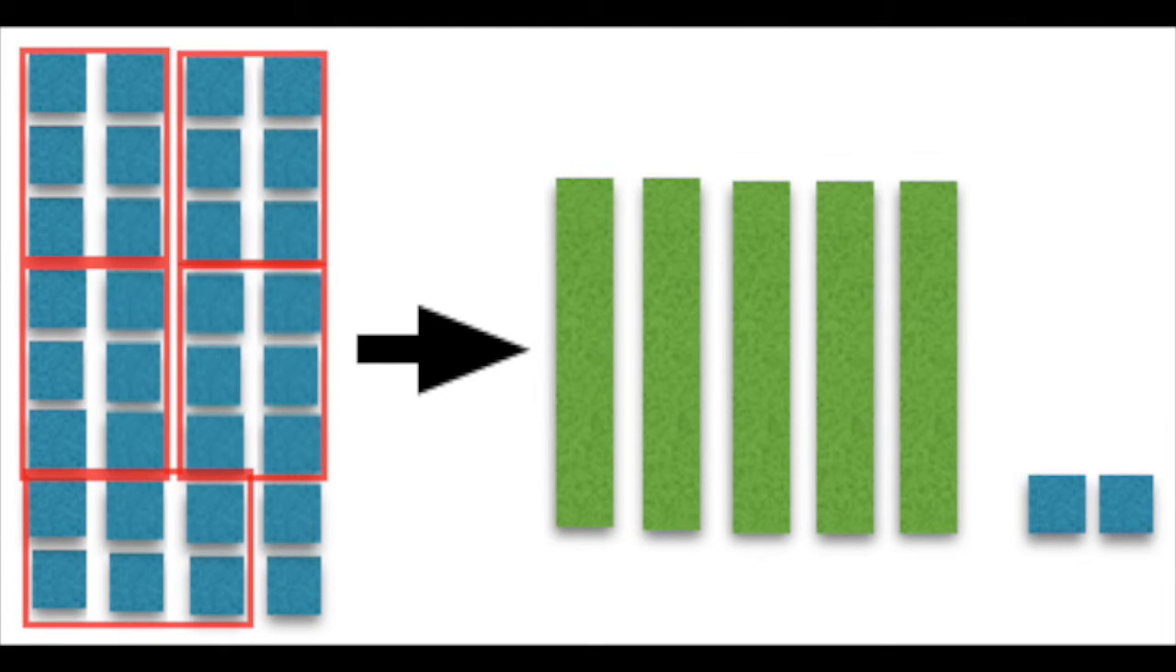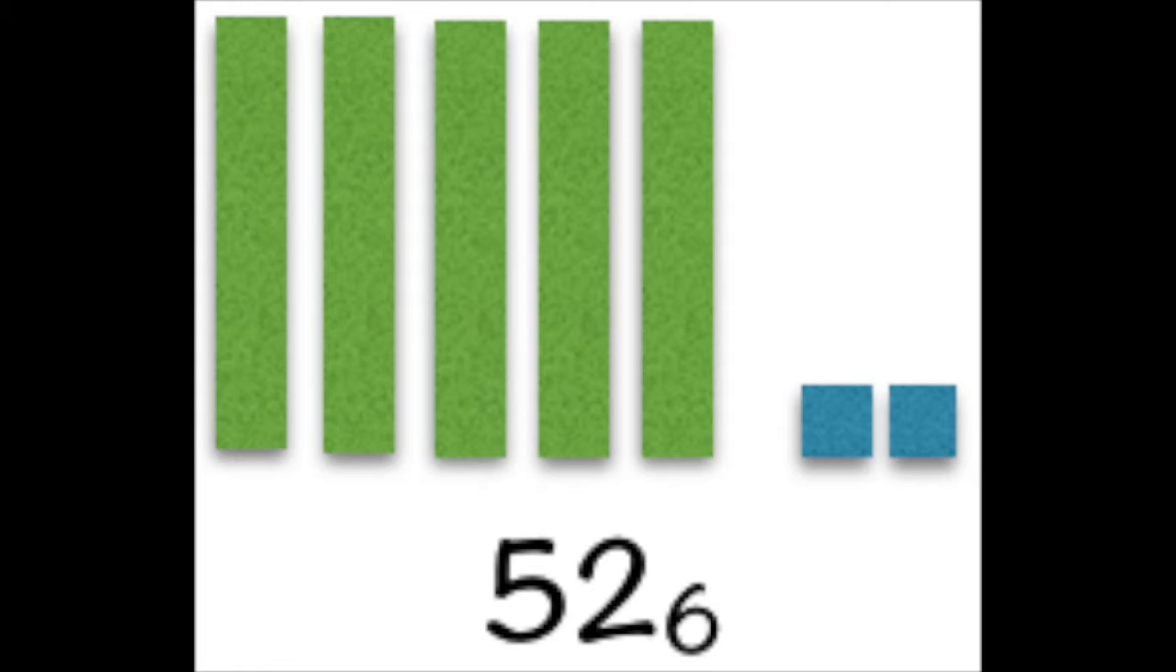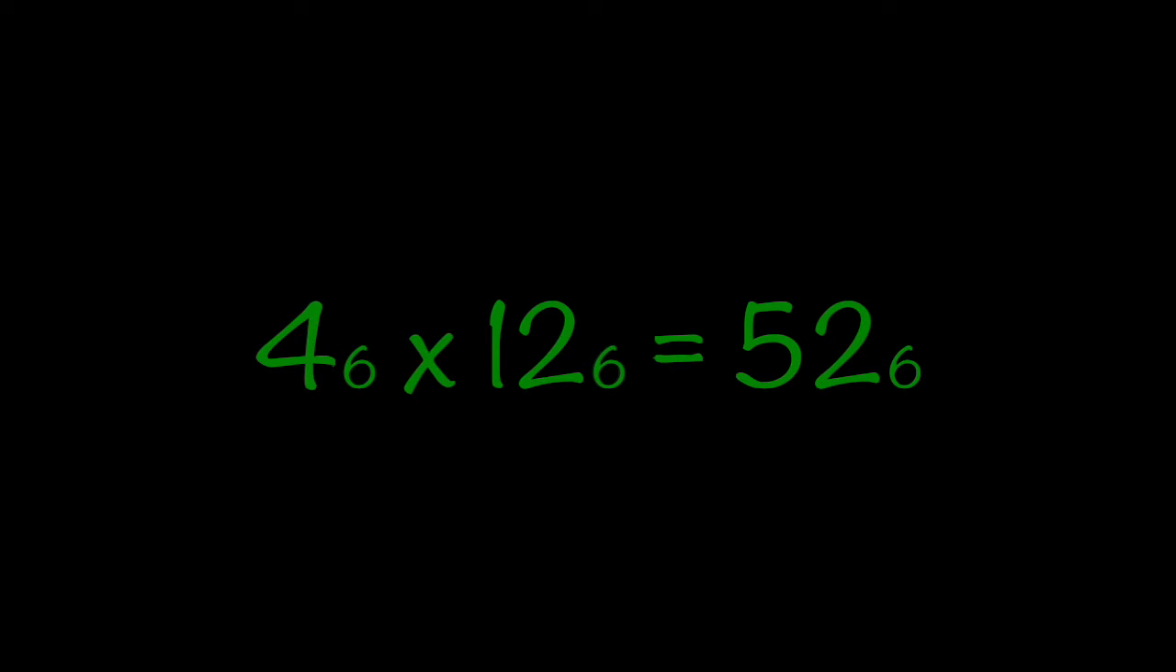Like before, once we have all the units drawn out, we can put them into groups of 6. 6 units equals 1 stick. There are enough units to form 5 sticks with 2 units left over. If we put together everything we have left over, we get 5 sticks and 2 units, which represents the number 5, 2 base 6. Therefore, 4 base 6 times 1, 2 base 6 equals 5, 2 base 6.